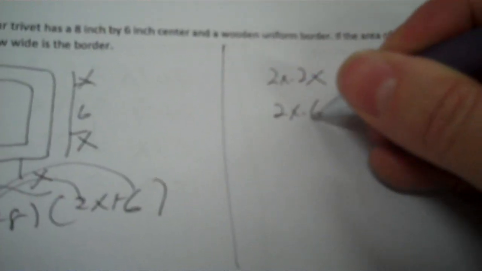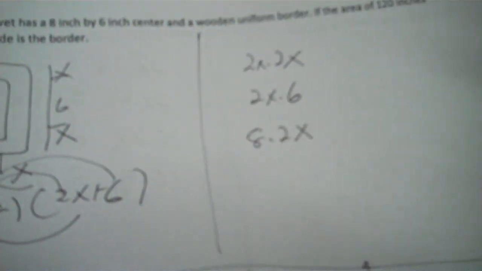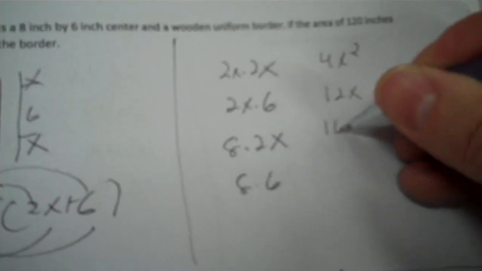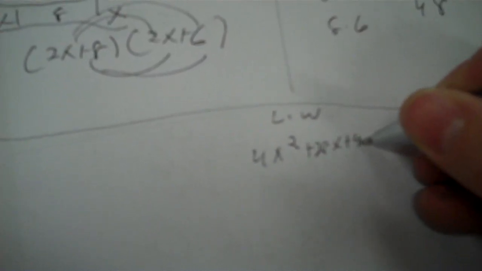That's how all of these are going to be set up. It's finding the thickness of a border. And 8 times 6. So this is 4x squared, 12x, 16x, and 48. You combine those, you have 4x to the second. Combine those into 28x plus 48.